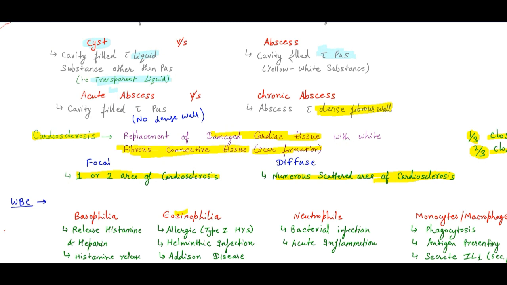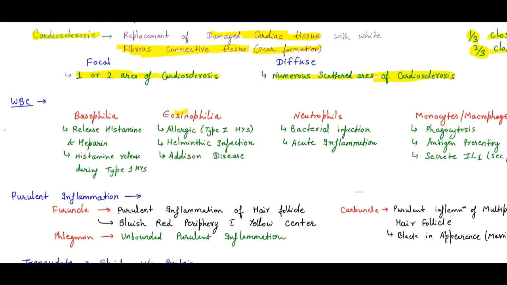Okay, now let's talk about the WBC. So what about the WBC? Basophilia. Okay, tell me about basophilia. What is the function? Yes, the function is histamine and heparin release. Now which connective tissue cells release histamine and heparin? That is the mast cell. So you should also know about that, mast cell. They also release histamine and heparin.